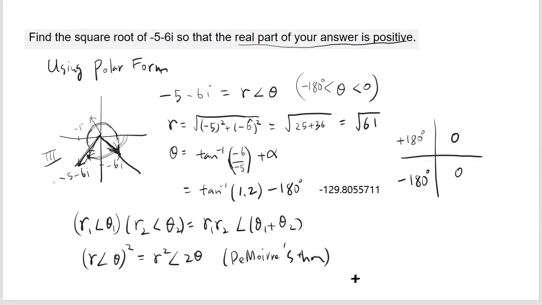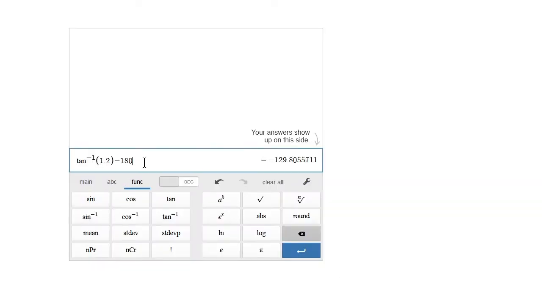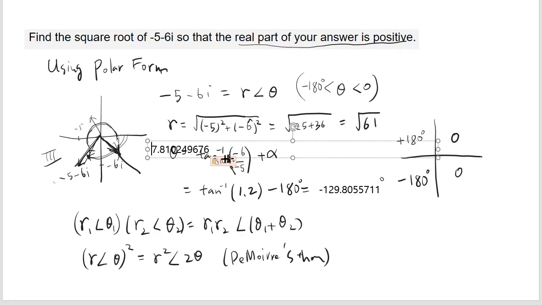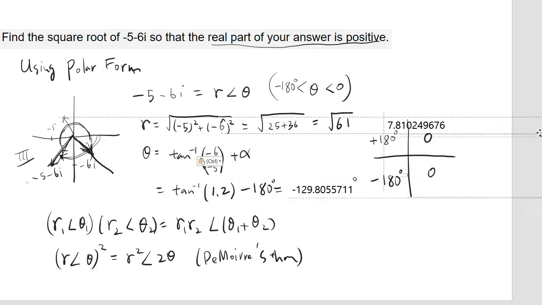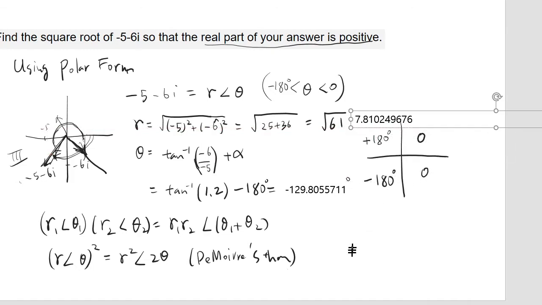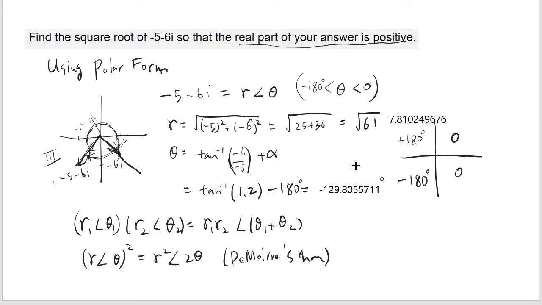Okay, so that's what we have as degrees. And what's the square root of 61? The square root of 61 is this number. Copy, and then let me put it here. This number should come right here. Okay. And then that's what we have.